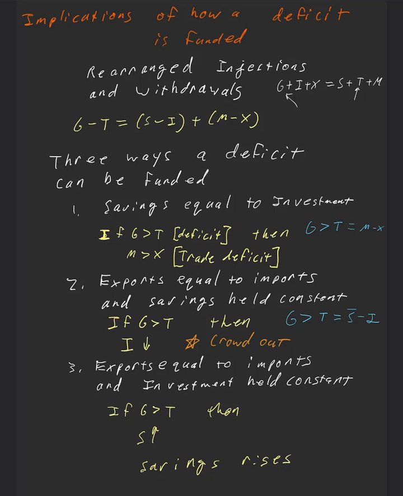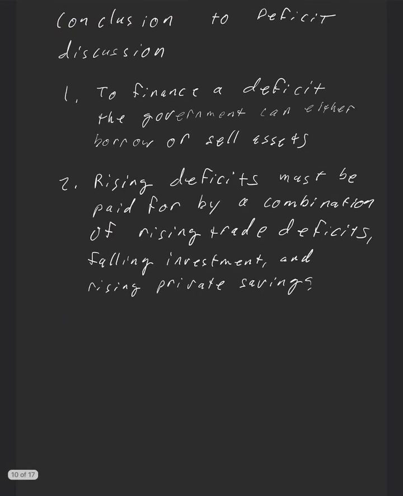Now let's do the same thing, with government spending greater than taxation. What are the implications if investment is held constant? If this guy goes up, then this guy's got to go up. Savings has to rise, with exports equal to imports and investment held constant. So we have three options: trade deficit, crowd out, increase in savings. How do we explain those things? One, to finance a deficit, the government can borrow by selling bonds, by selling to the Fed, or sell assets.